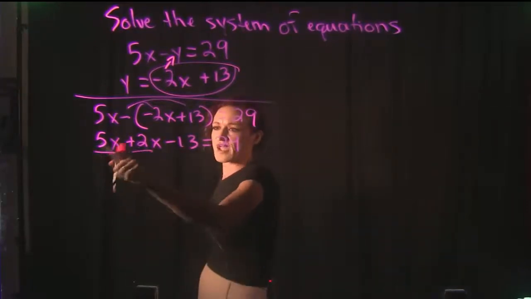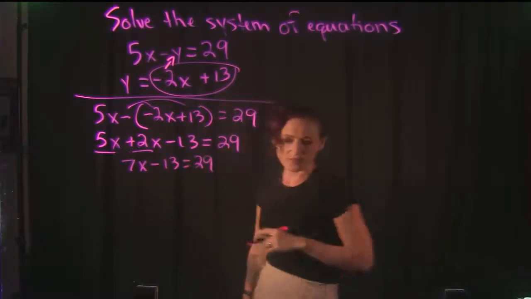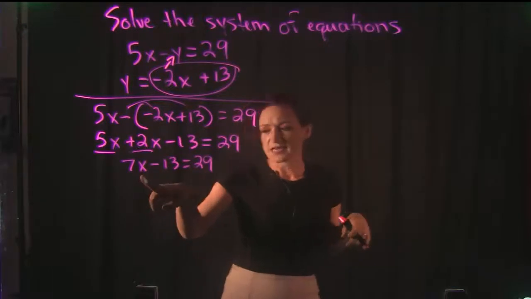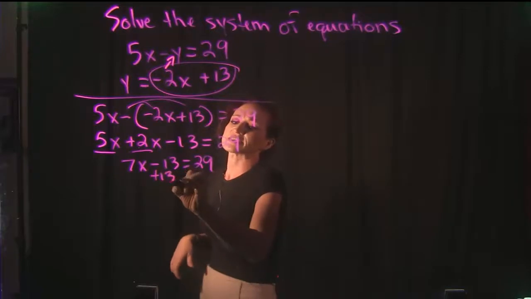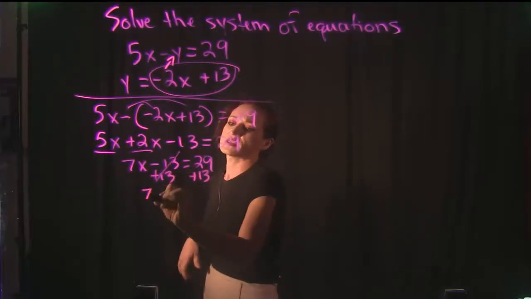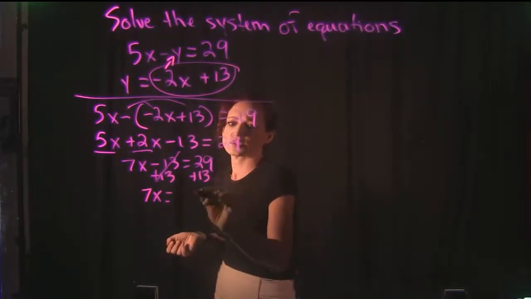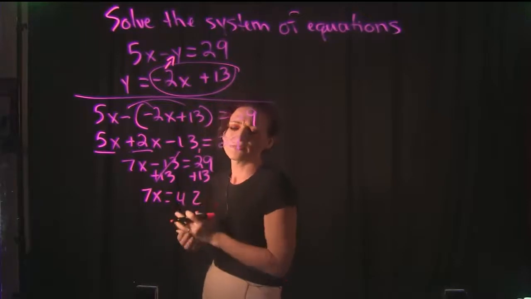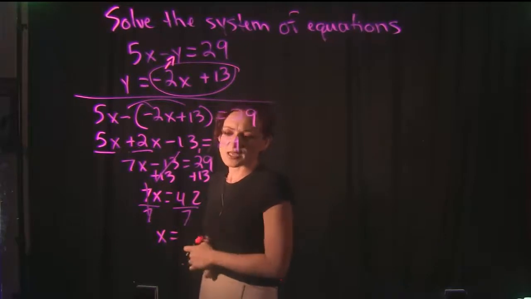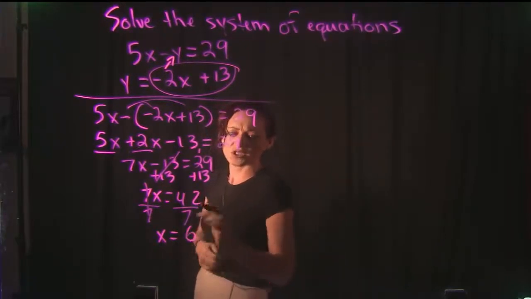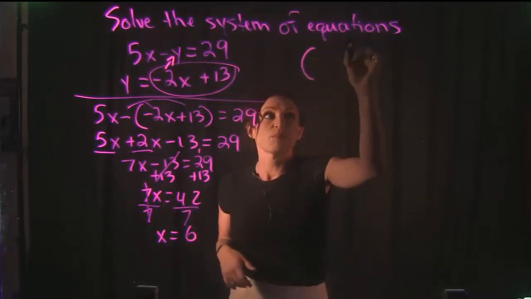Combine your like terms. 5x plus 2x is 7x. And drop everything else down. We only have one variable and it's sitting nice and pretty on the left-hand side, so let's take our number and move it over to the right-hand side. So let's add that 13 to both sides. Dropping down 7x is equal to, well, 29 plus 13, that's 42. And then our last step is to divide out the coefficient, which means that we get x is equal to 6.